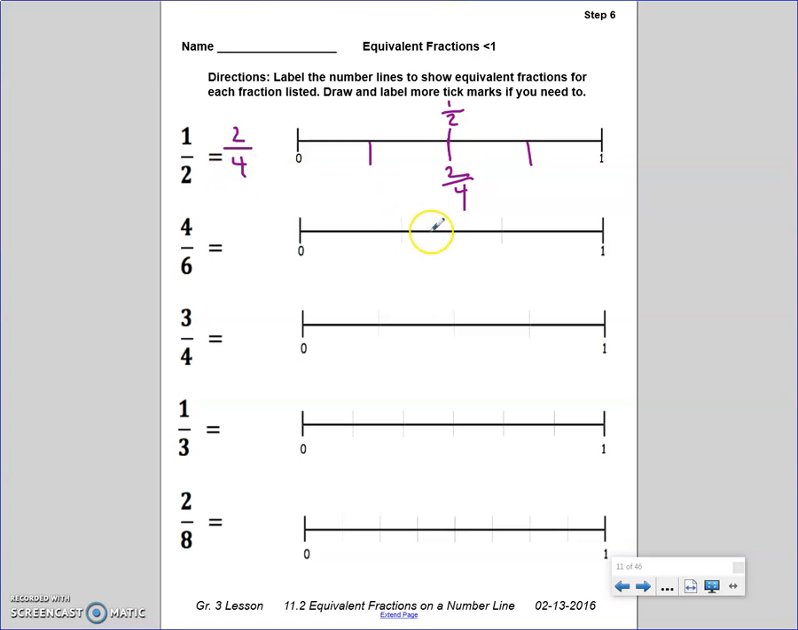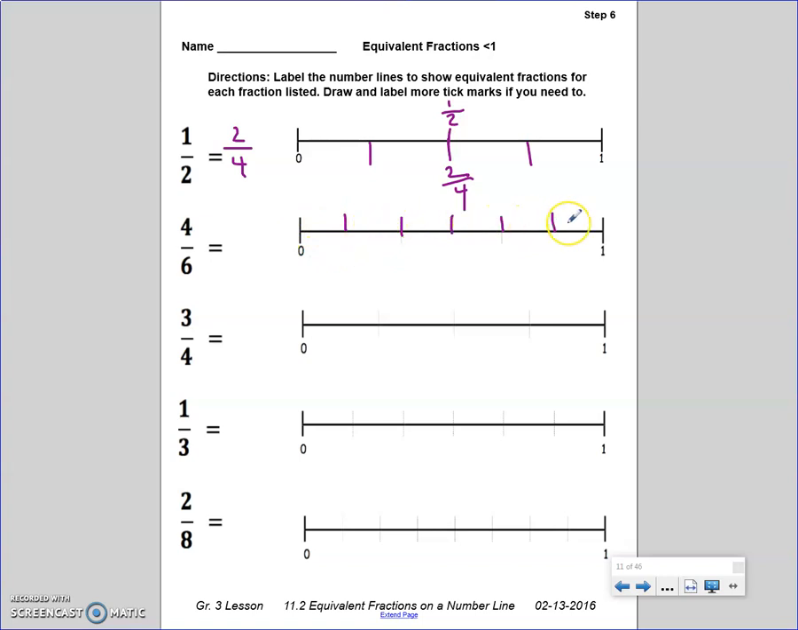Let's go ahead and do one of these together. I need to find an equivalent fraction for 4/6. I know that when I represent 4/6, I need 6 equal-sized spaces on my number line. I know I can make 6 by first making thirds and then breaking the thirds in half, like this. Of course, I'm going to double check to make sure I ended up with 6 equal spaces.